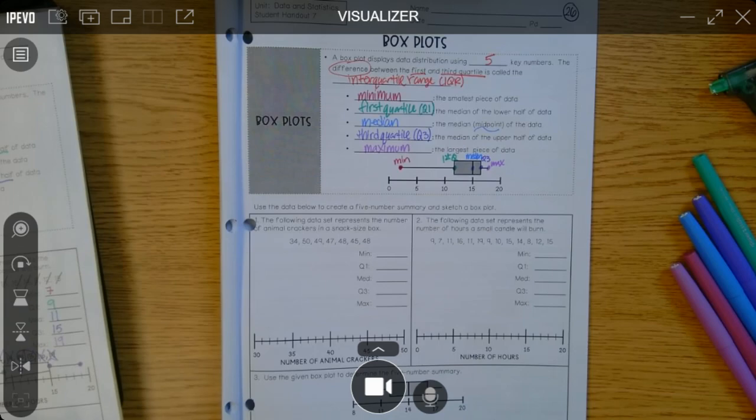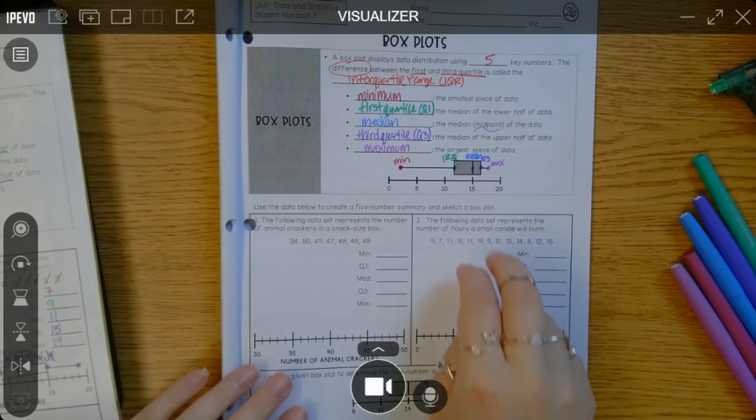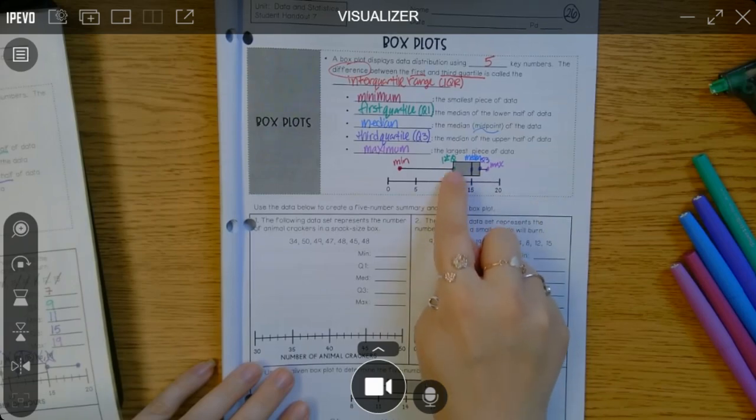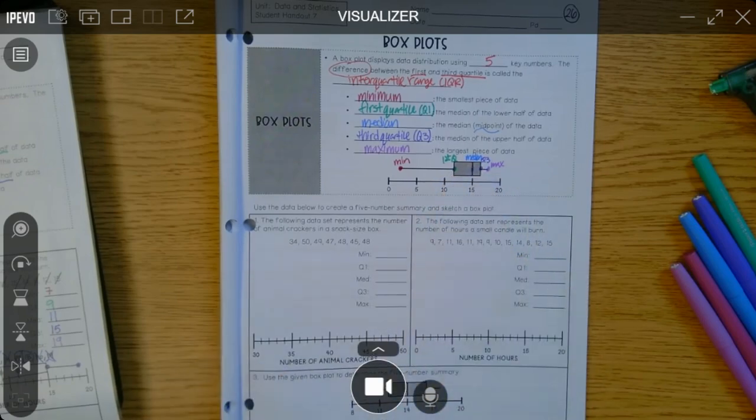Now let's see how we would actually use this data to find the answers. Well, if they ever ask for the IQR, or interquartile range, you would take the third quartile, whatever that number is, and subtract the first quartile. And then that's the range of the middle 50% of the data.